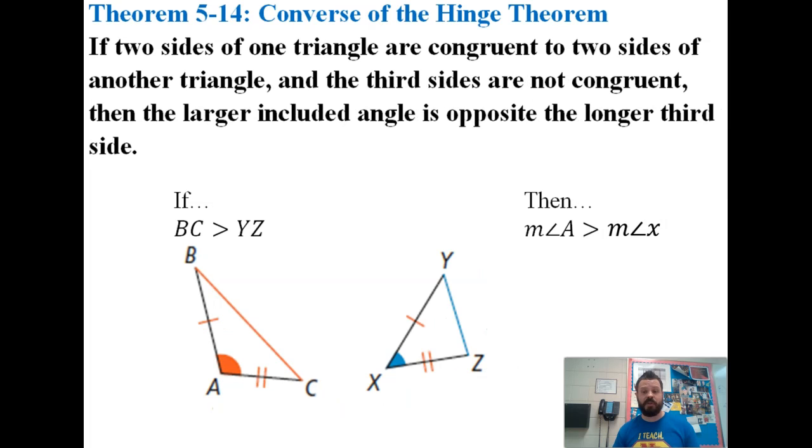We're also going to talk about the converse of that. This says the same thing, relating sides to angles rather than angles to sides. Again, if I had two triangles with two sides congruent, and I knew one of the third sides is greater than the other, so in this case BC is greater than YZ, well, that means the angle across from BC, angle A, will be greater than the angle across from YZ, angle X. So we get that angle A is greater than angle X. Again, same relationship: bigger sides are across from bigger angles, smaller sides are across from smaller angles.